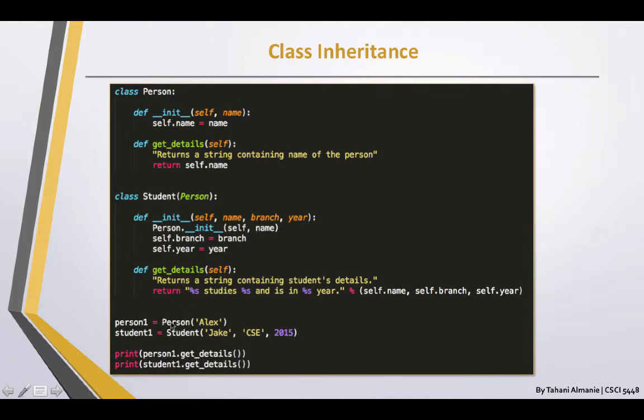Here we create an instance of the base class, and here an instance of the derived class. Here we have getDetails method of the person object, while here we have getDetails method of the student object. And this is the output.